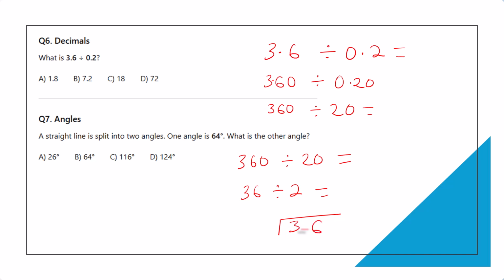Put the 3 there, put the 6 there, put the 2 out. 2 goes into 3, 1, which is 2, remainder 1. And 2 goes into 16, how many times? 8, no remainder. So the answer is 18, and that is the final answer. There's nothing else to do. Okay, so that's 18. Now we do question 7.